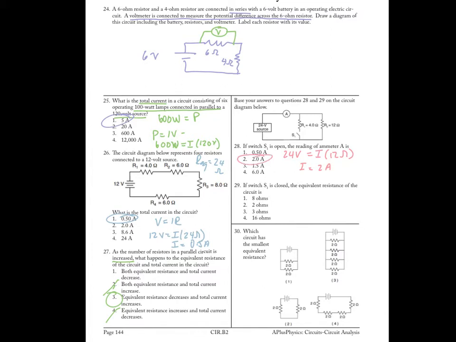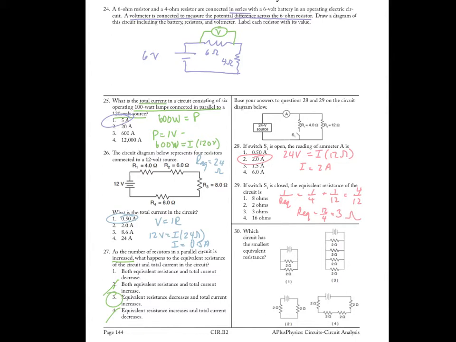If the switch is closed, that means we have to account for that branch. So it's parallel. 1 over 4 plus 1 over 12 equals 4 over 12. Flip it.